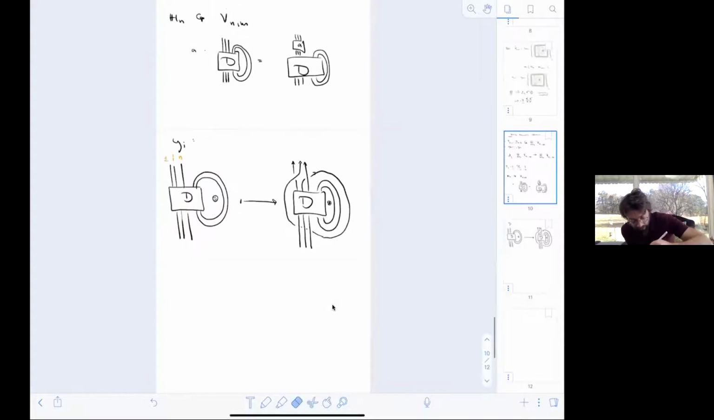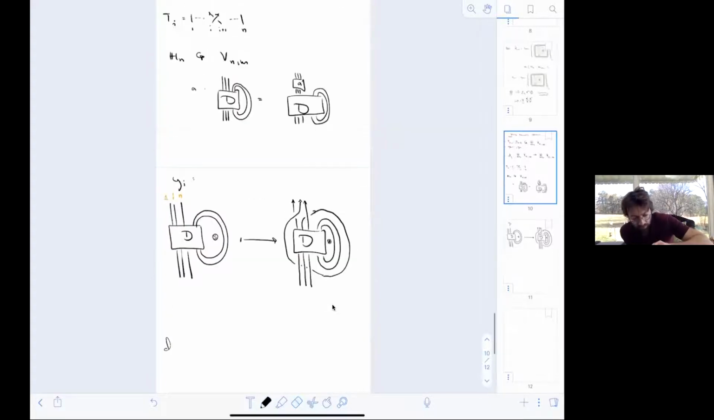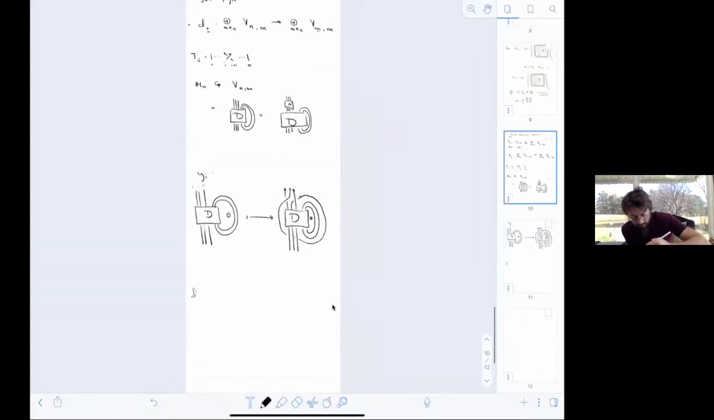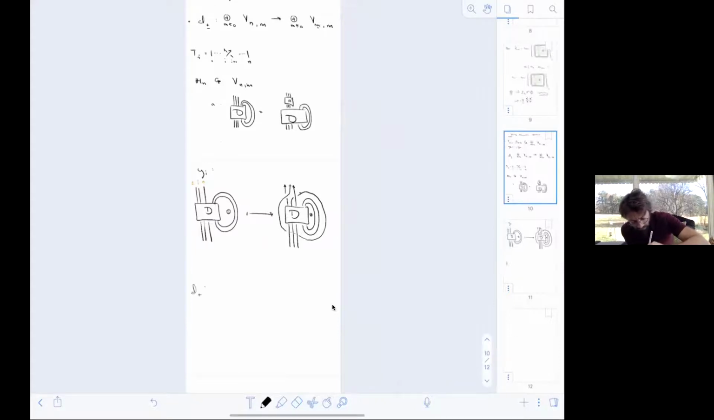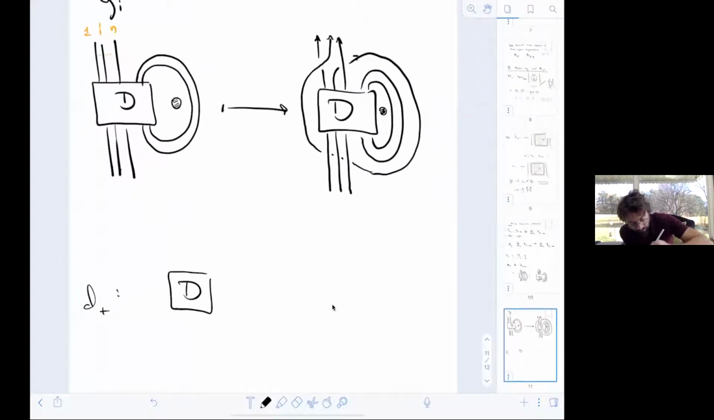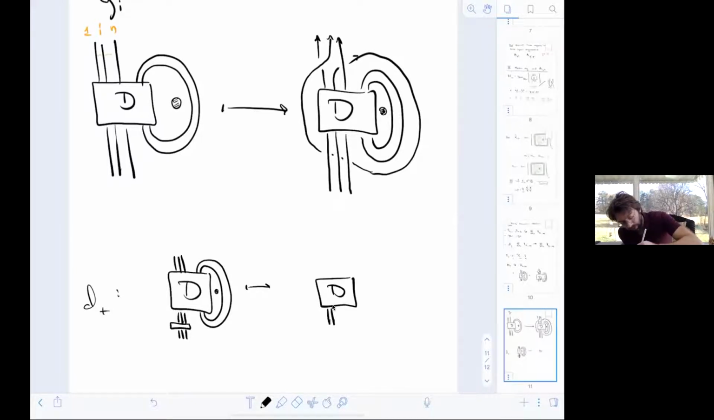D plus, this raising operator, does the same thing that I indicated with the earlier pictures. So if you have a diagram which is symmetrized below, you add a strand, symmetrized with respect to the bigger idempotent.